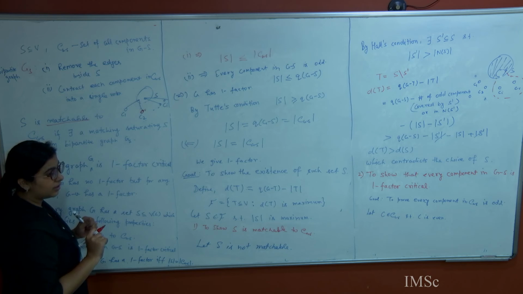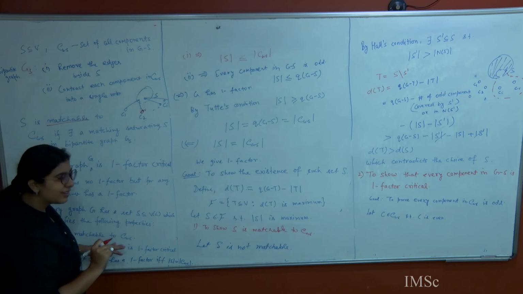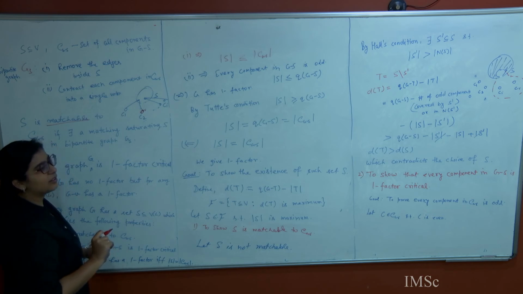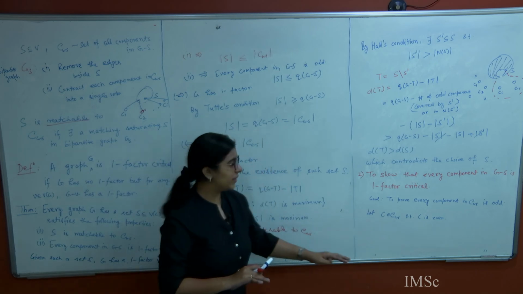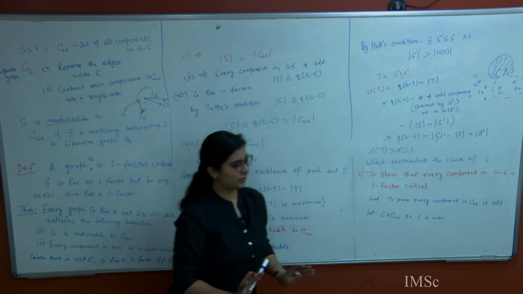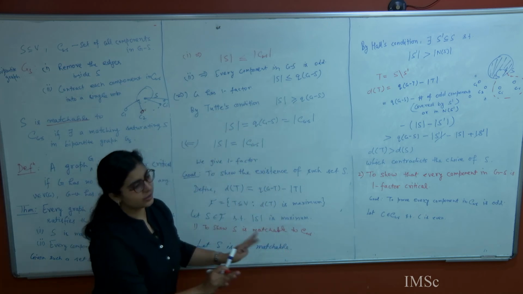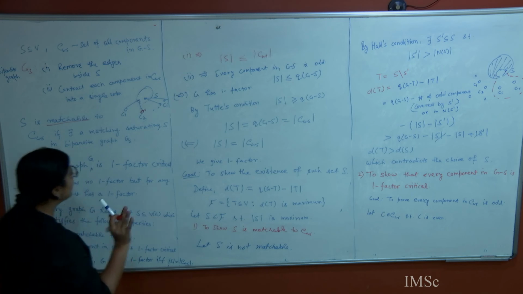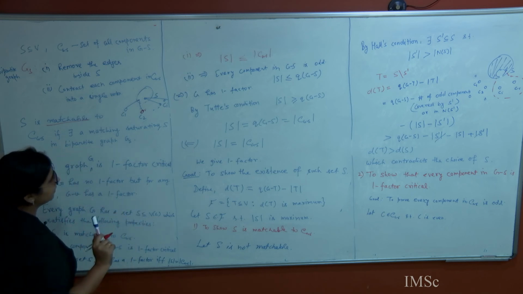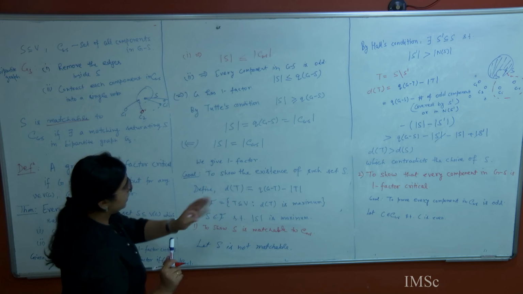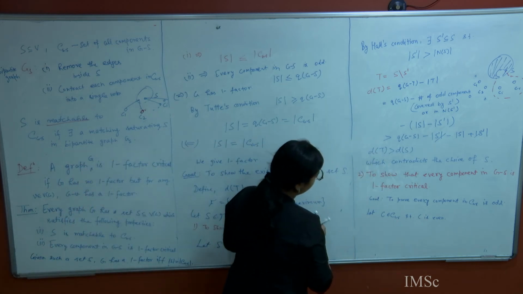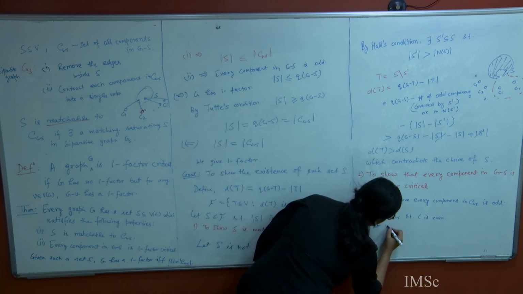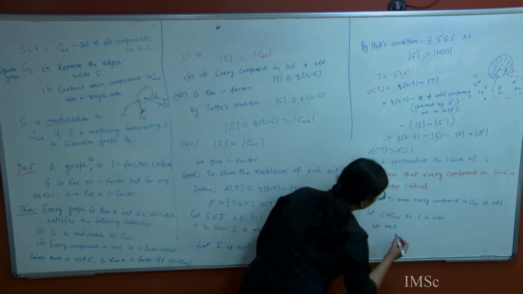But then S is matchable to G minus S. Huh? The first condition is that S is matchable, then how would you match S? Oh, that will be the contradiction. That's where we will get the contradiction, right? We are assuming that C is even. So basically we want to show that C was already odd. So we'll get to some contradiction. So let C be even. So what we do is we just let some vertex v belong to C.